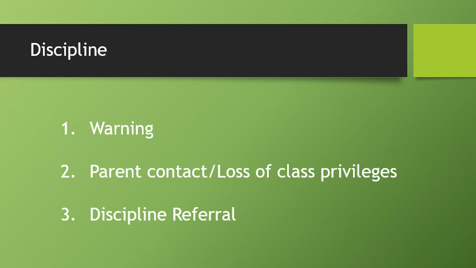Discipline in my class starts with, if the student is engaging in behavior that is inappropriate, I will give them a warning. If they continue with that behavior, then I will contact their parent, which would most likely be you. Also, that second phase could result in a loss of class privileges if that privilege is tied to that behavior. And then after that, if the behavior continues, that will result in a disciplinary referral.